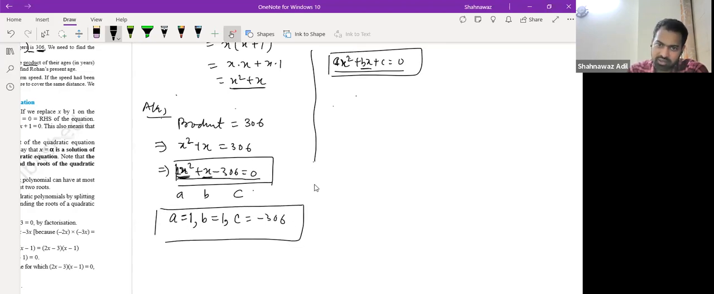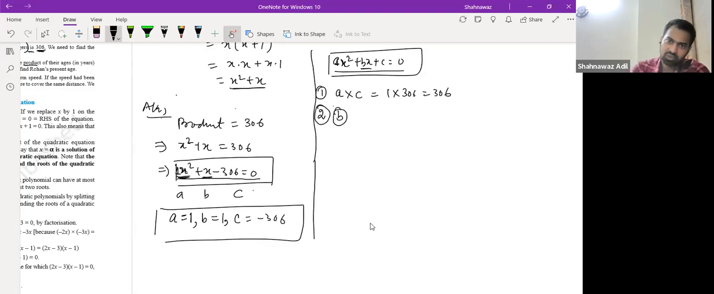The idea is that we multiply A into C. This is the first rule, middle term splitting. So 1 into 306, let's forget about the signs for now, which is 306. And the second rule is that we have to find the factors for B. So how do we do that? We factorize 306.